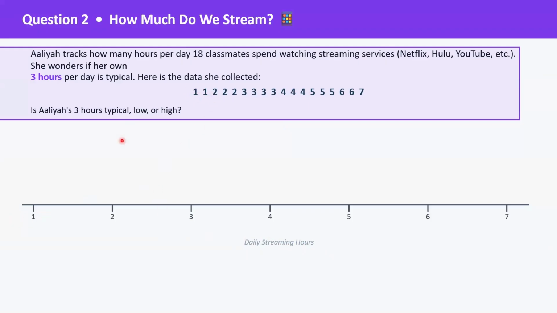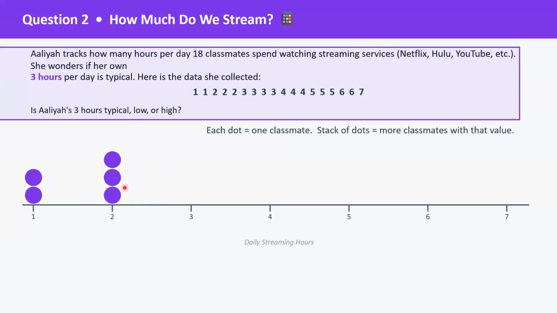There are two ones, so there must be two dots. Next is three twos. So one, two, three. Now there are four threes. So 1, 2, 3, 4. And I'm highlighting this because Alia is comparing her 3 hours to the rest of the data.